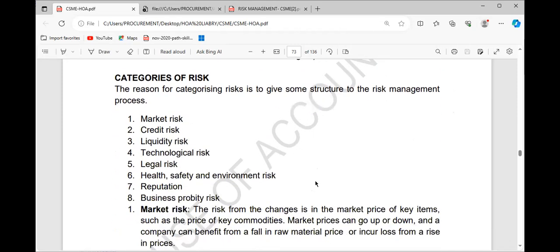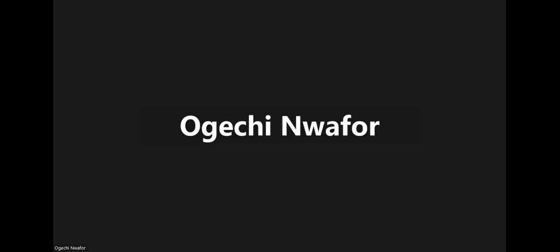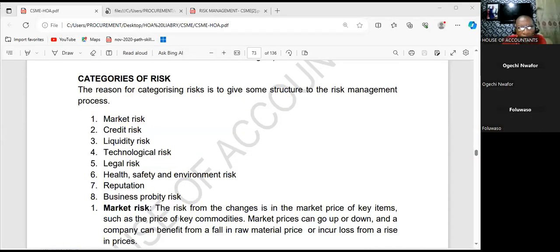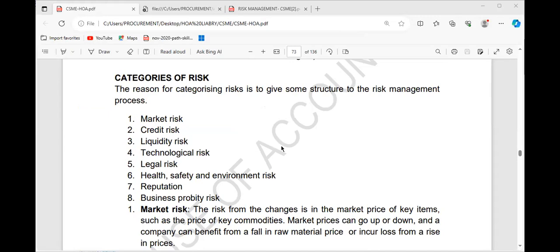Now, what are the categories of risk? Okay, so let's continue from where we stopped. So here we are talking about the category of risk. The reason for categorizing risk is to give some structure to the risk management process.